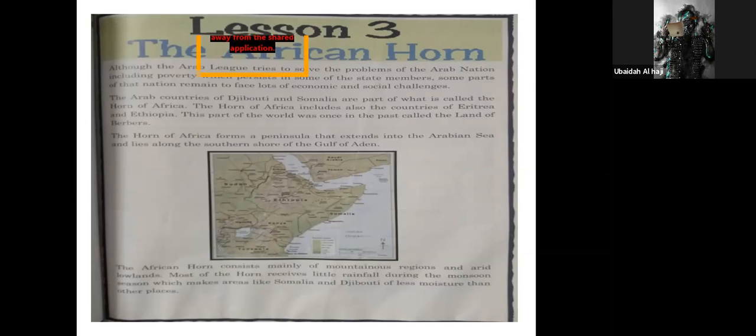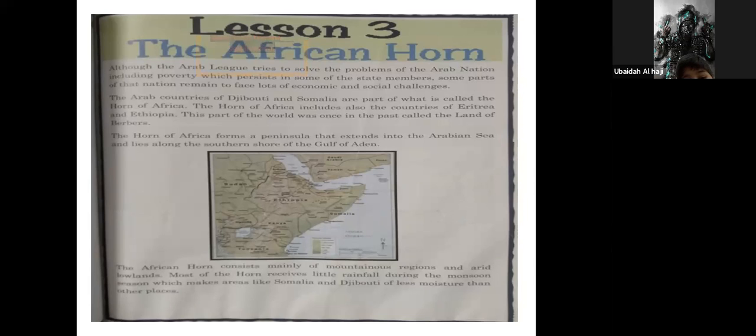The African Horn consists mainly of mountainous region and arid lowlands. Most of the Horn receives little rainfall during the monsoon season, which makes areas like Somalia and Djibouti of less moisture than other places. Thank you, Raya. Thank you so much. Welcome.